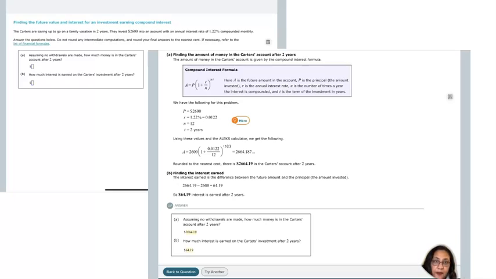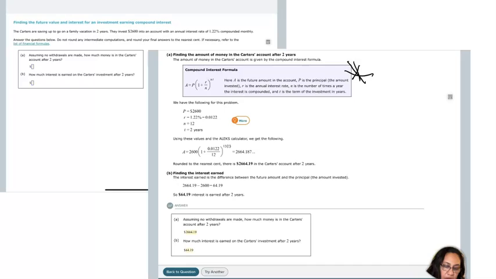So, I always recommend that you click on the explanation so that you can see what's actually going on. And you're going to use this formula, the compound interest formula. So I put a little asterisk there. It's not the prettiest.